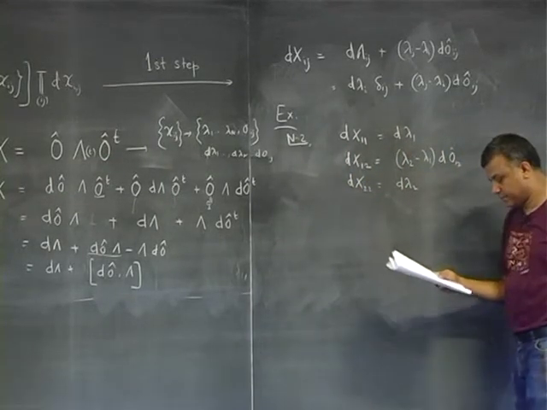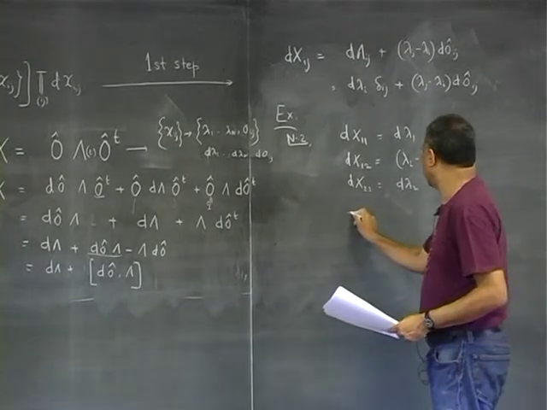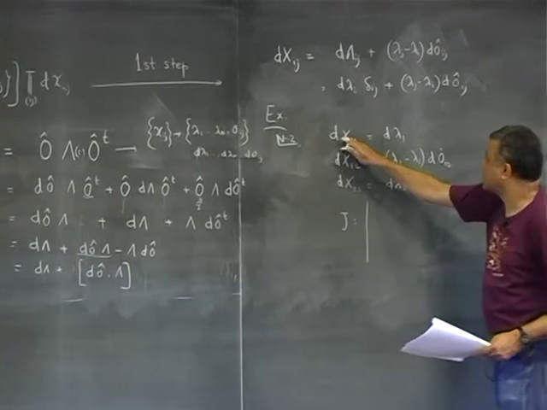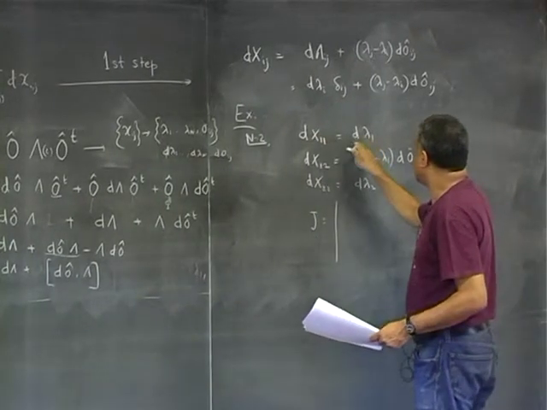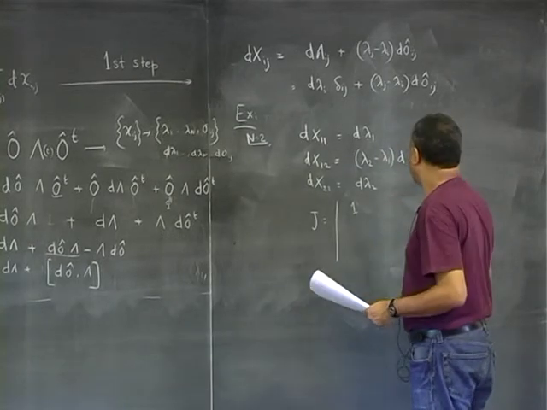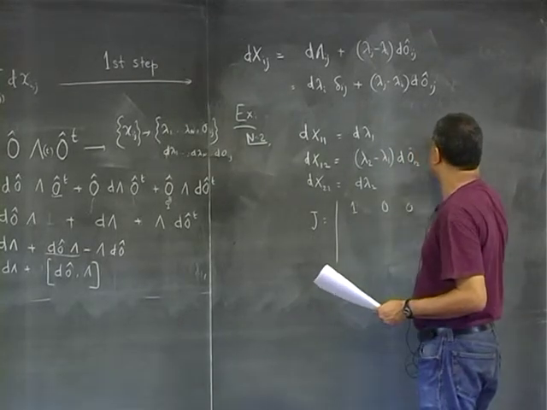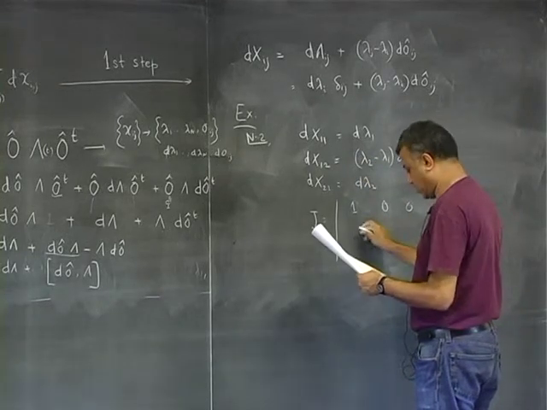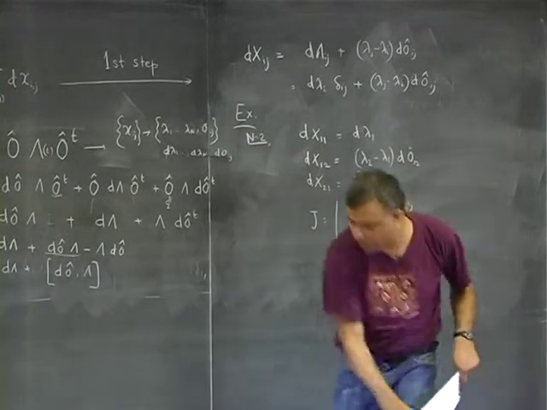Right? So what's the Jacobian then? The Jacobian is just dx11 by d lambda 1, so that means you will have a 1 here, then 0, 0 because there is no other element there. Maybe just to not confuse you.